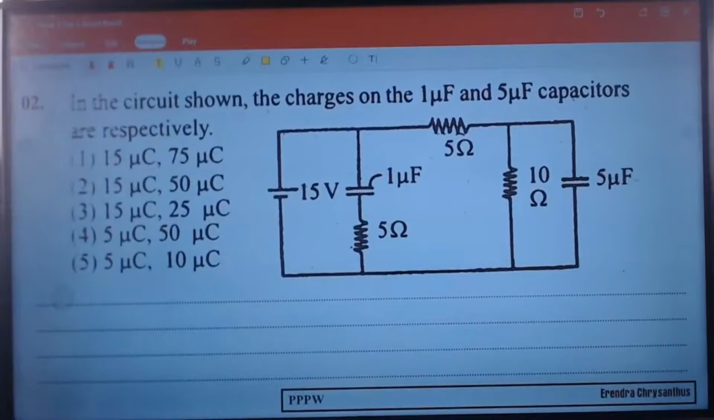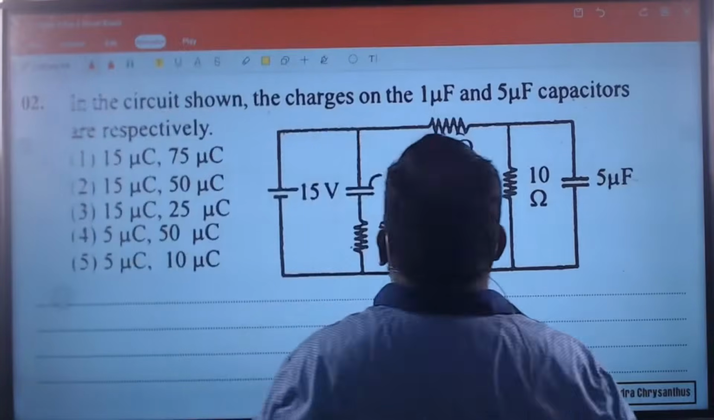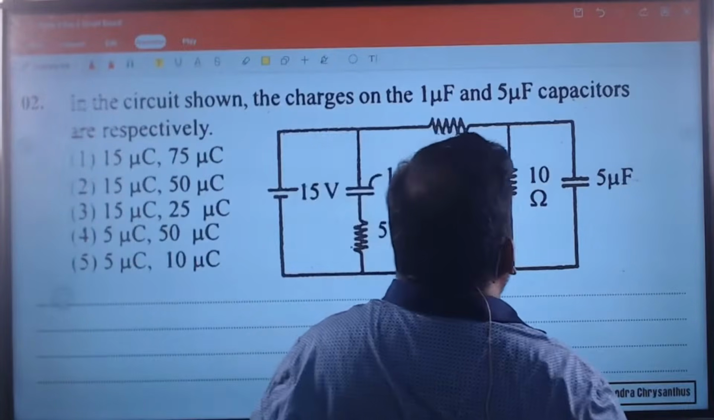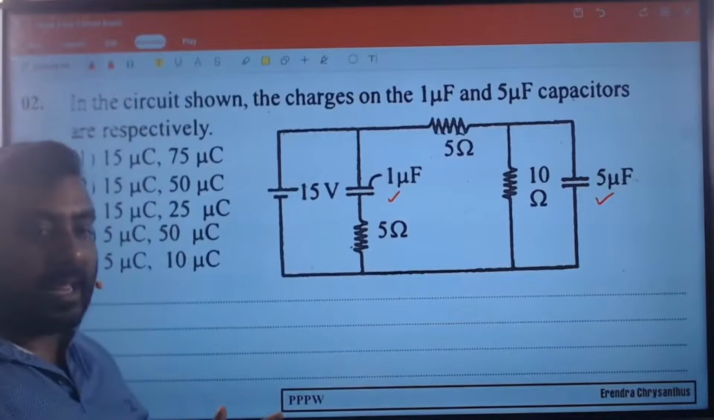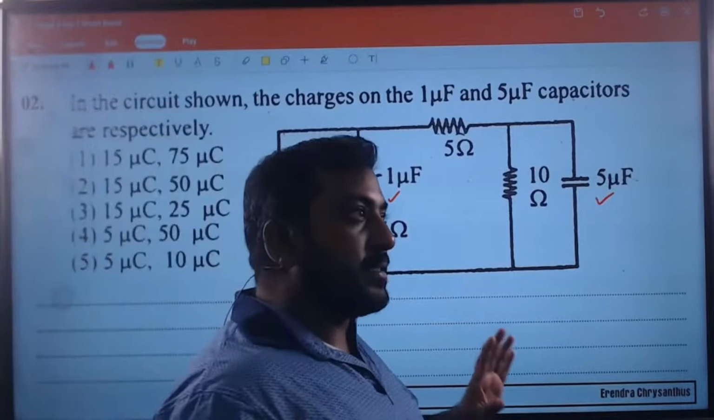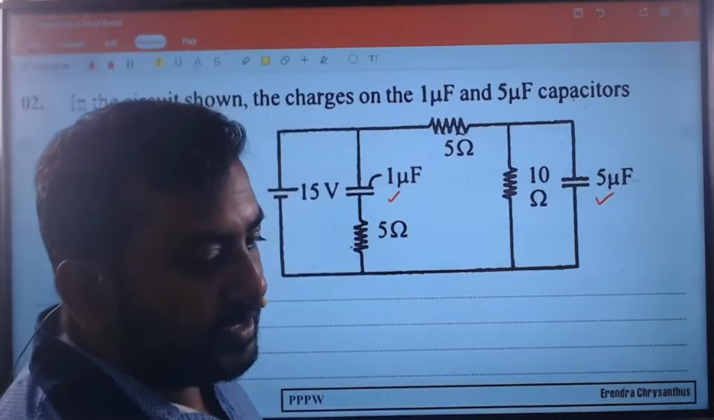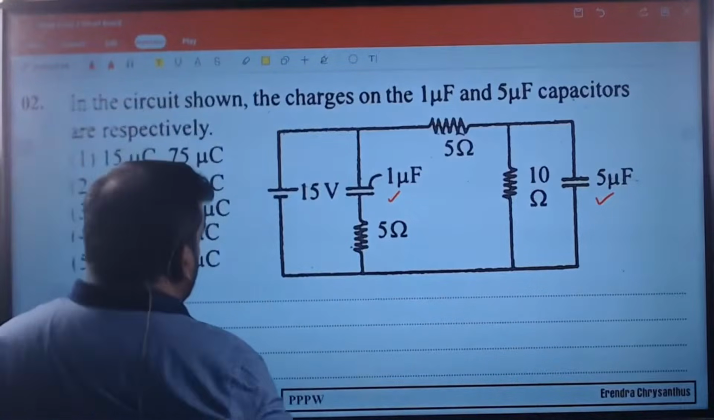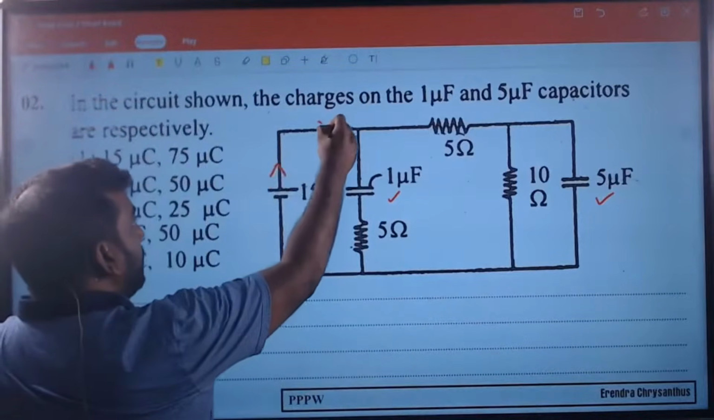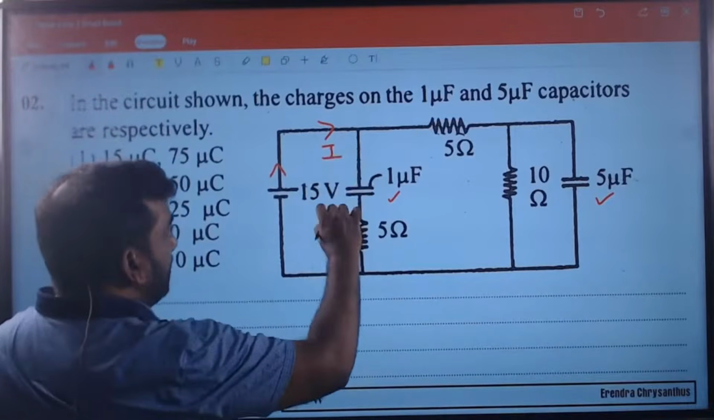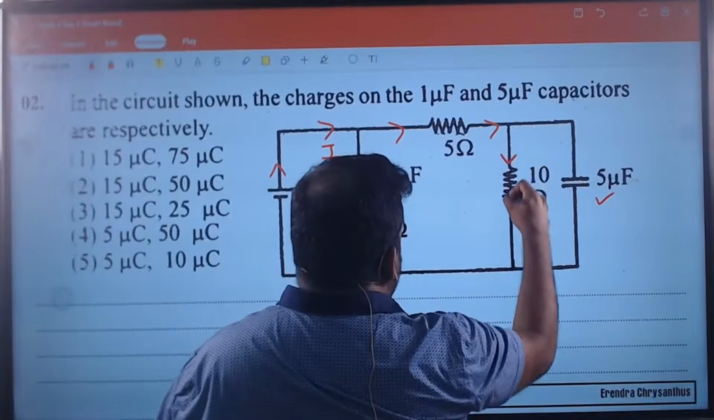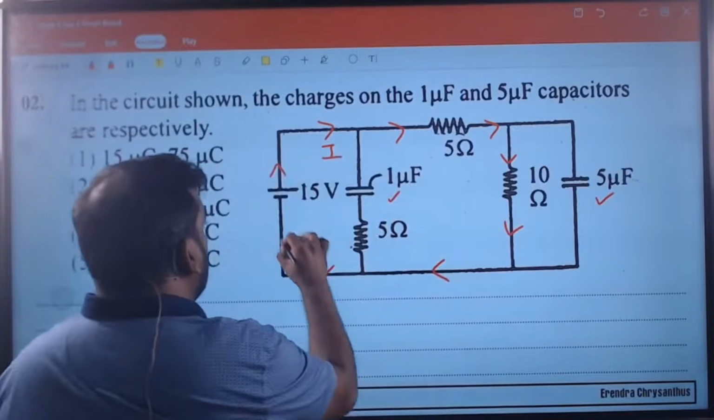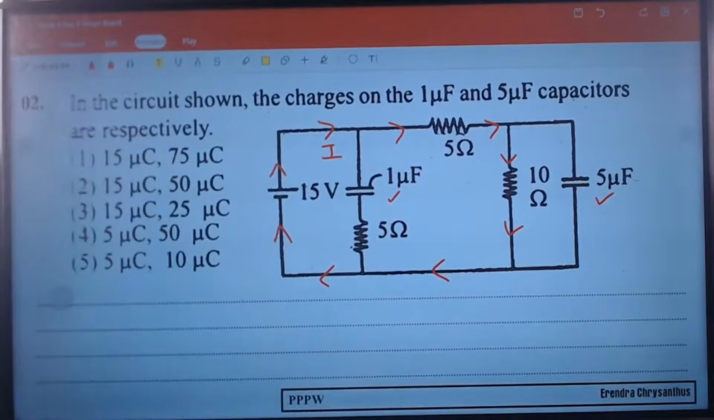In the circuit shown, find the charges on the 1 microfarad and 5 microfarad capacitors. Remember when you do these calculations, it's at steady state. Steady state means across the capacitor no current is passing through. So across this no current will pass through, across this no current will pass through. Current will go through this.